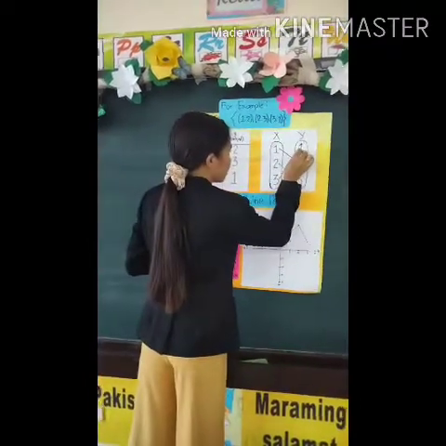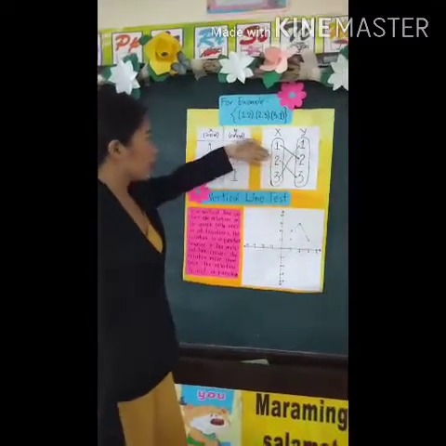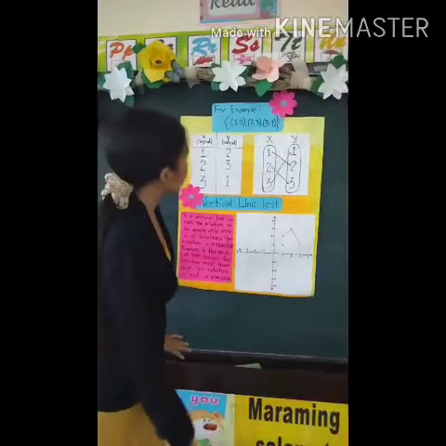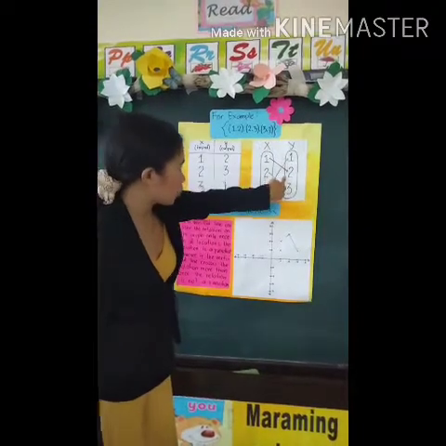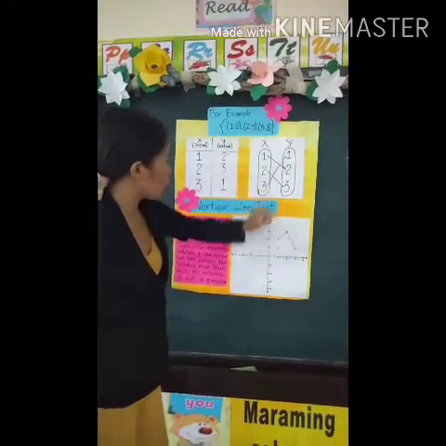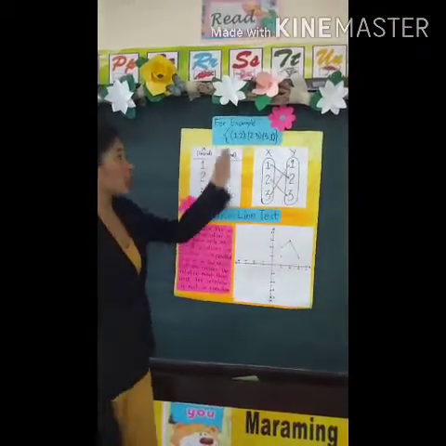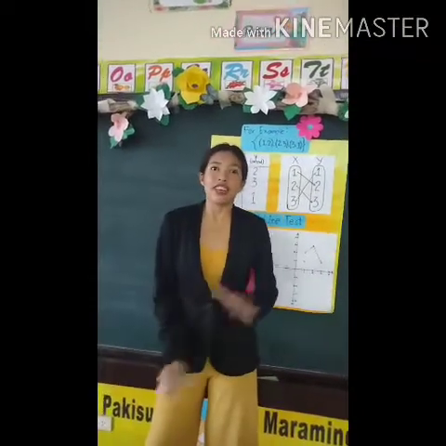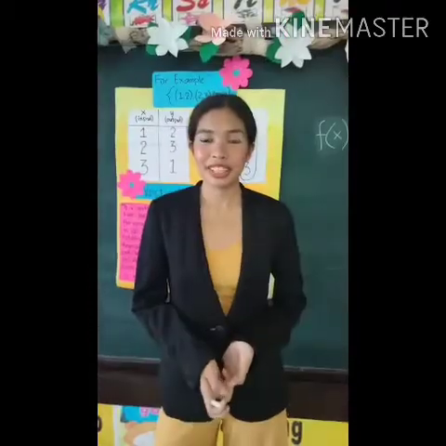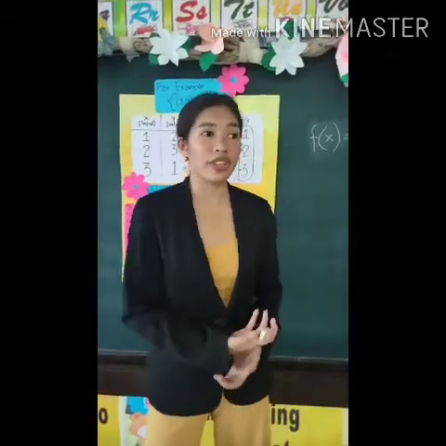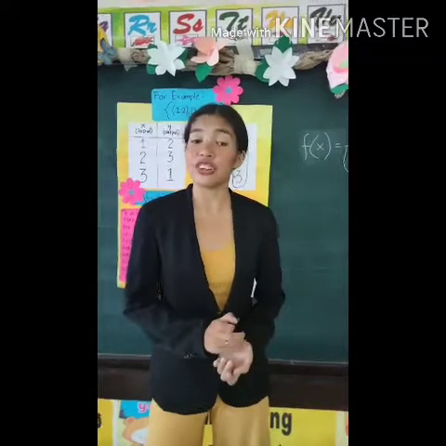So we connect it here. As you can see, each input has only one output. So we can say that this relation, these ordered pairs, is a function because each input has only one output. There's also another way that we can identify whether a relation is a function or not a function.